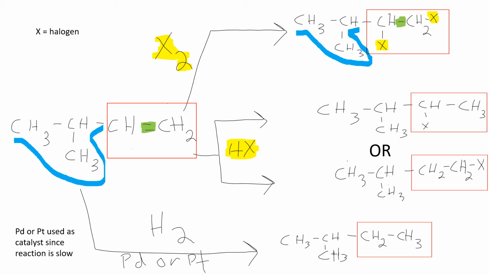Now, we're not going to worry about which one is favored, which one is dominating. You actually end up getting more of one than the other. That sort of detail is beyond our scope. I just want you to recognize that there will be two different possibilities here. So we're going to do the same thing for this one that we did in the previous one. We're going to look for those three things that happen for every single addition reaction.